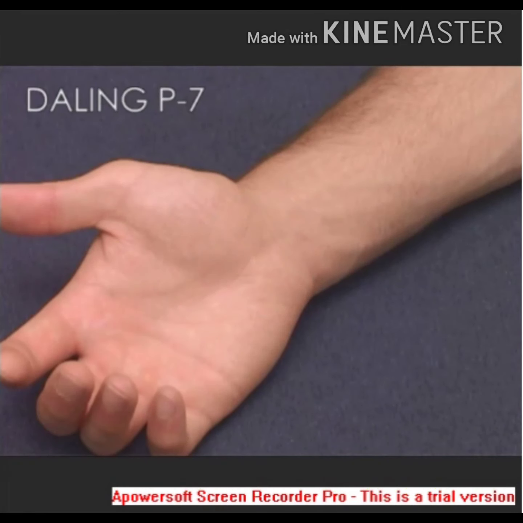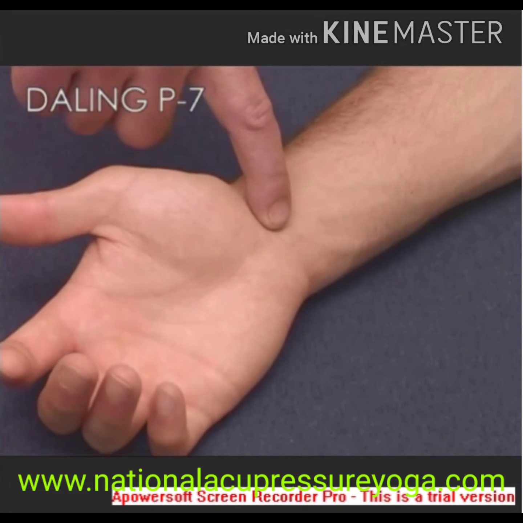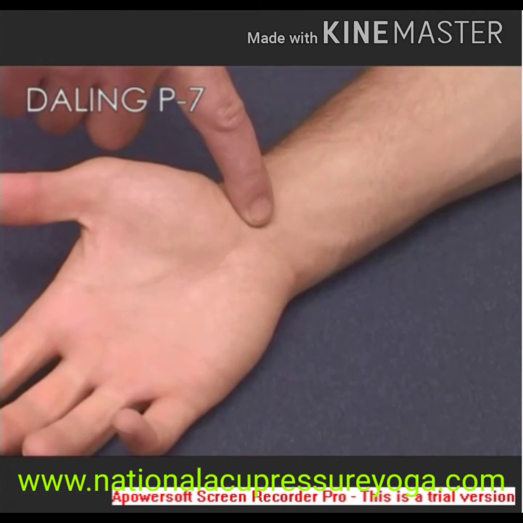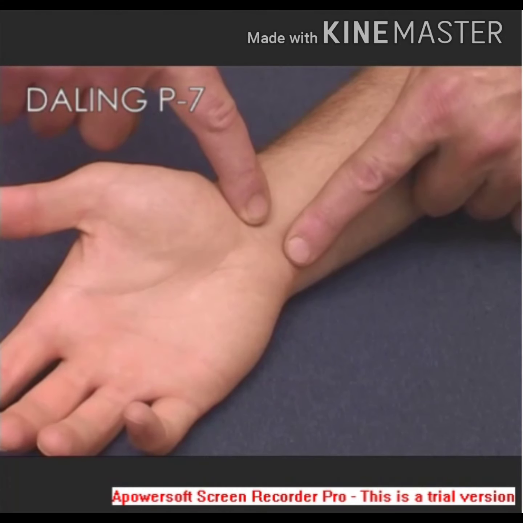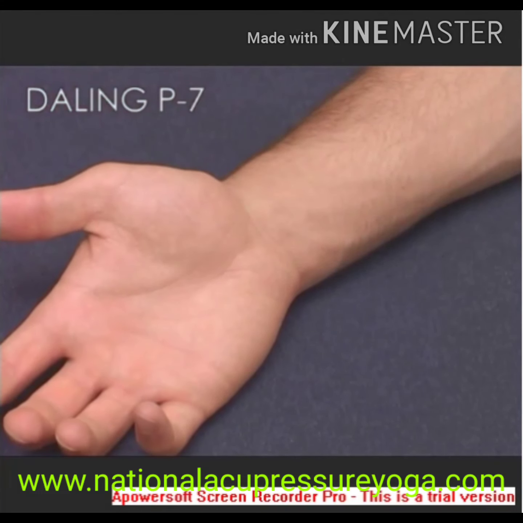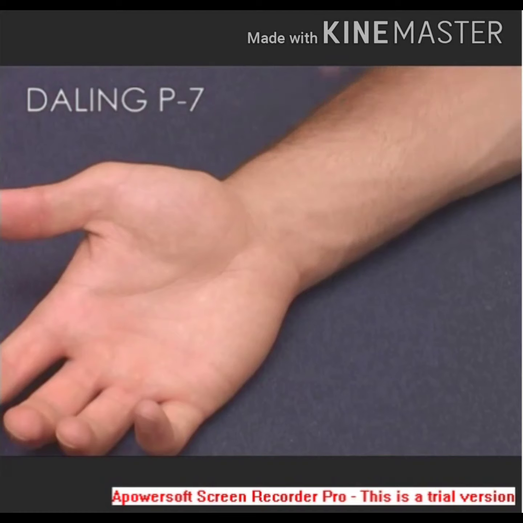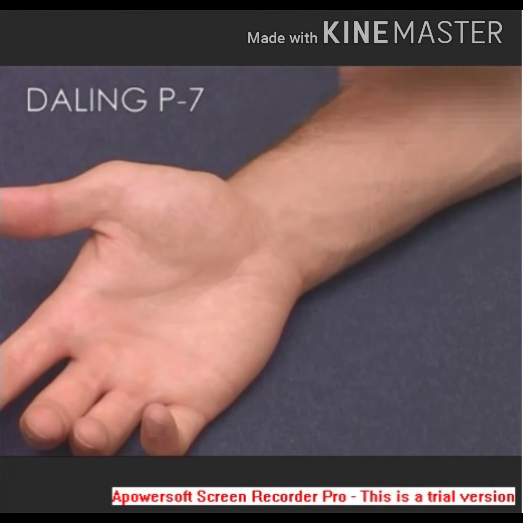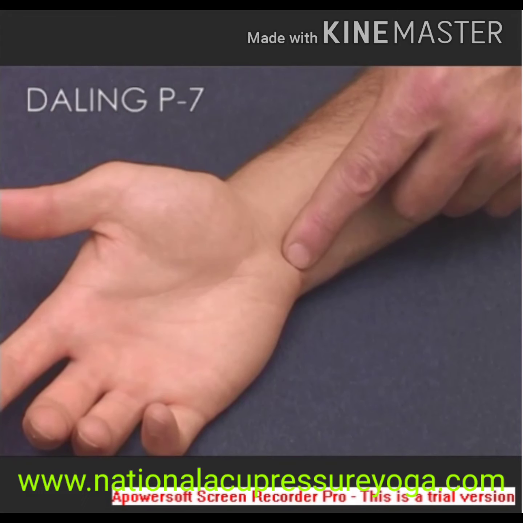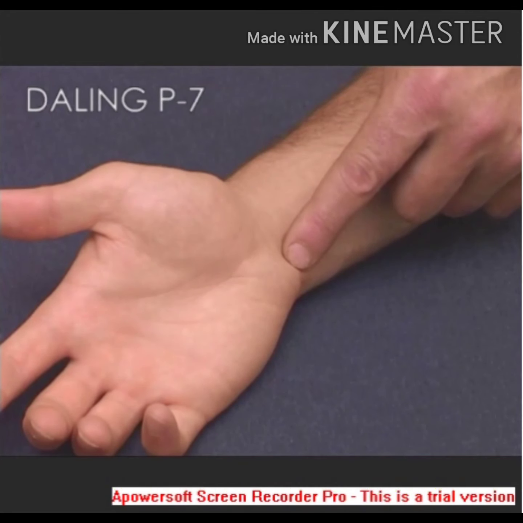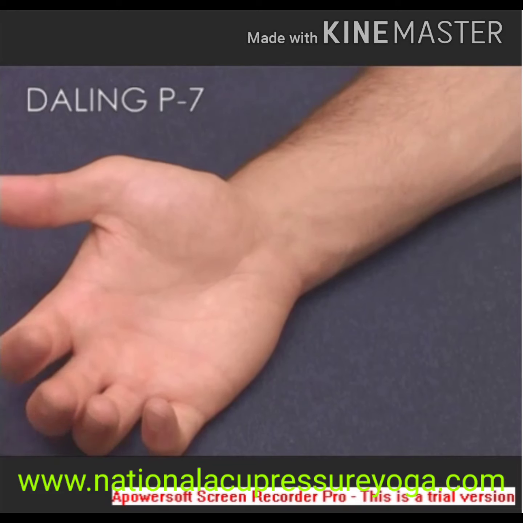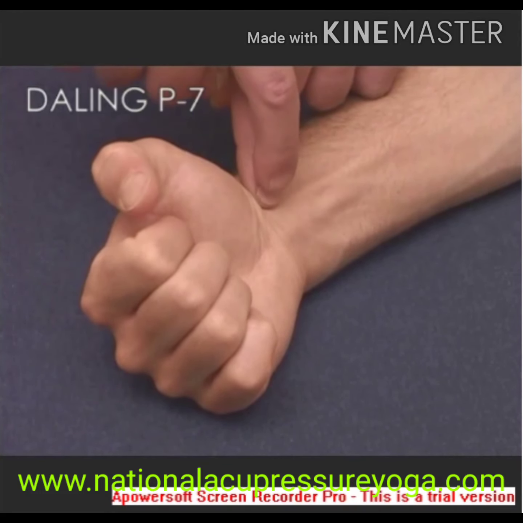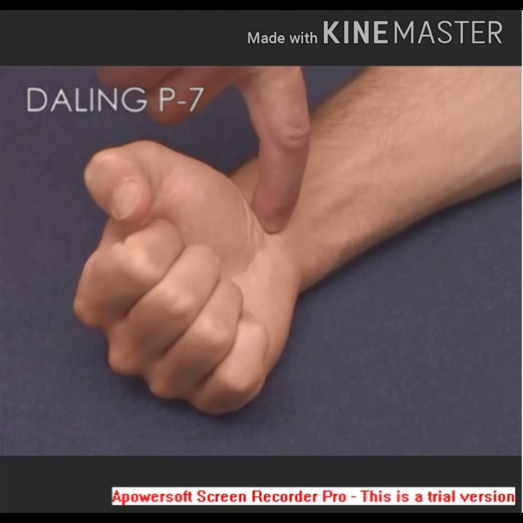Da Ling, pericardium 7, is located at the wrist joint, between the tendons of palmaris longus and flexor carpi radialis, level with Shen Men, heart 7. 1. This point is commonly described as being at the wrist crease, which is variable. It is more reliably located level with Shen Men, heart 7, which lies at the proximal border of the pisiform bone. 2. In the absence of the tendon of palmaris longus, locate this point on the ulnar side of the tendon of flexor carpi radialis.